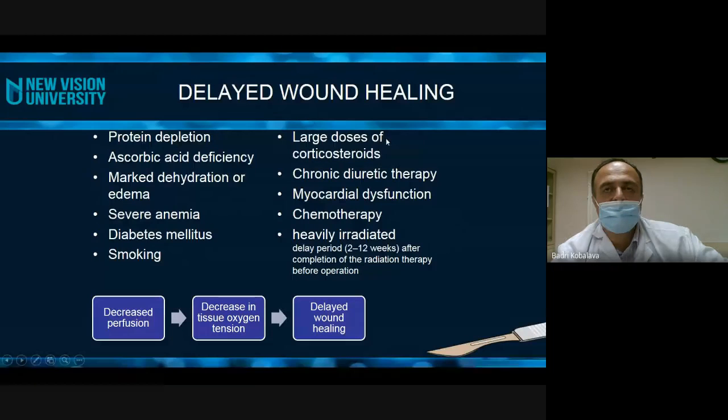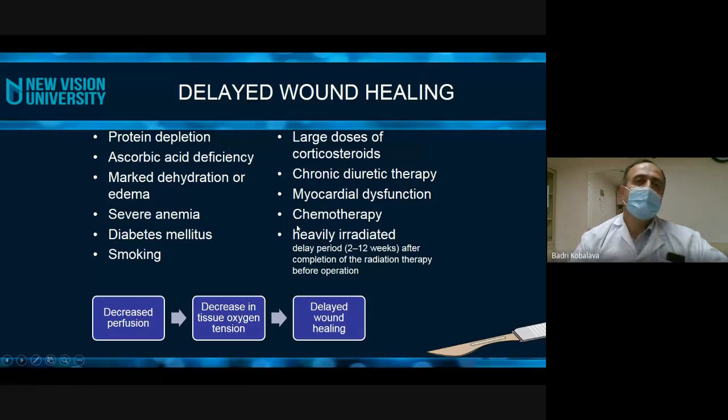Large doses of corticosteroids also affect wound healing. Chronic diuretic therapy causes dehydration, and that's why delayed wound healing. Myocardial dysfunction also decreases the supply of tissues with oxygen. Chemotherapy, so chemotherapeutic medications, as already said, suppress any dividing cells, including young tissue in the surgical wound. That's why they affect wound healing.